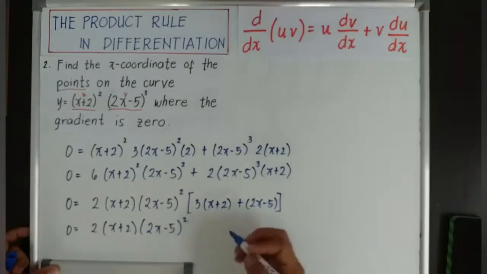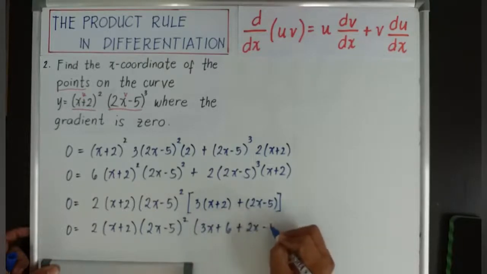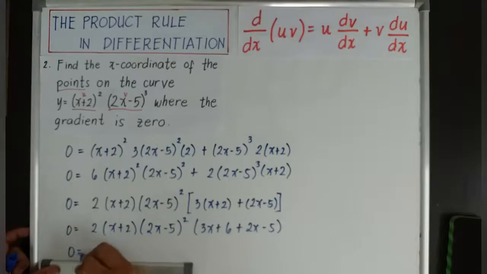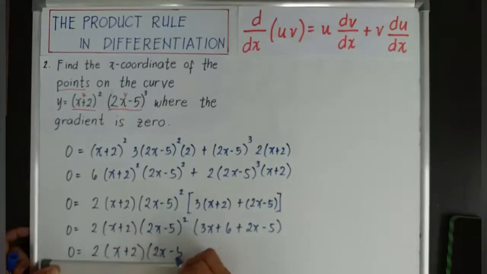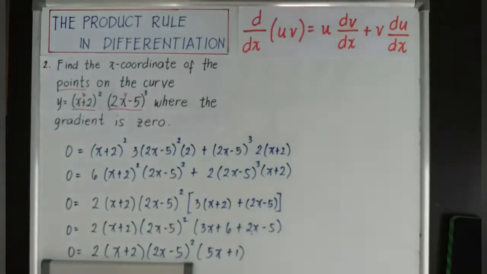Okay, 3x plus 6 plus 2x minus 5, which is basically, okay, I'll do it step by step so that you don't get confused. 2 times x plus 2 times 2x minus 5 to the power of 2. Okay, times 3x plus 2x is 5x. 6 minus 5 is 1. Okay, so you will notice that there are 4 factors. 1, 2, 3, and 4. But since it is equal to 0, you don't mind the 2. We are basically looking for the values of x. So we have 3 solutions.